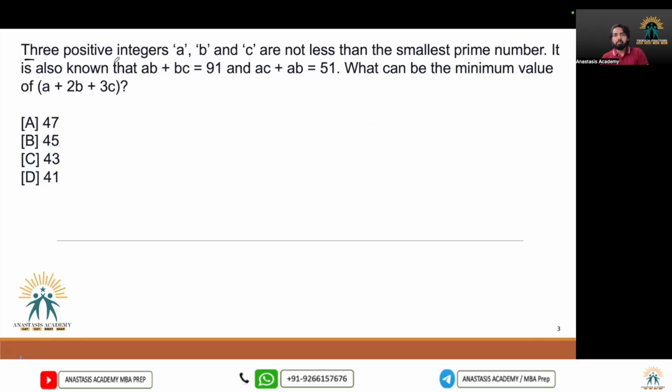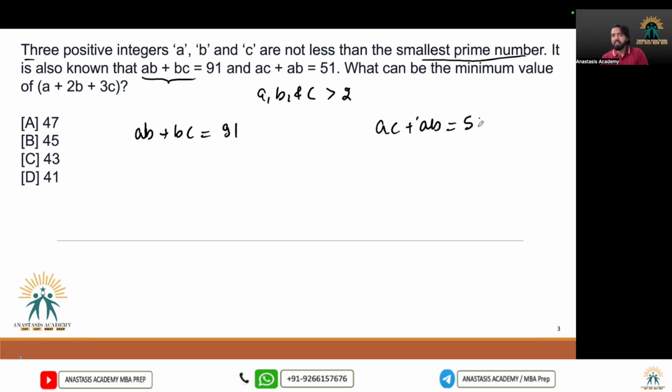Question says, three positive integers a, b, and c are not less than the smallest prime number. It means that a, b, and c are greater than or equal to 2. Correct. It is also known that ab plus bc is equal to 91. So we are given this expression ab plus bc is equal to 91. Also ac plus ab is equal to 51, and these are good numbers.